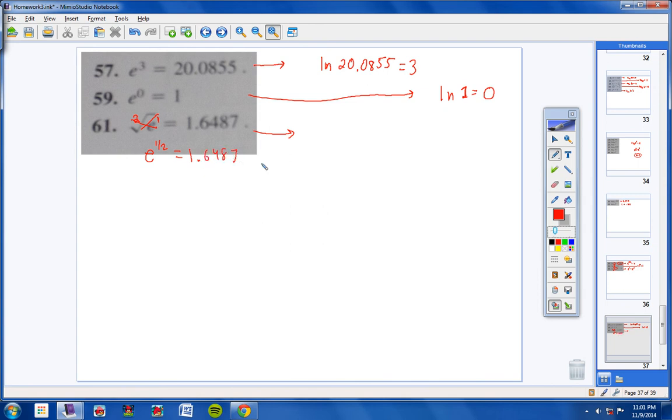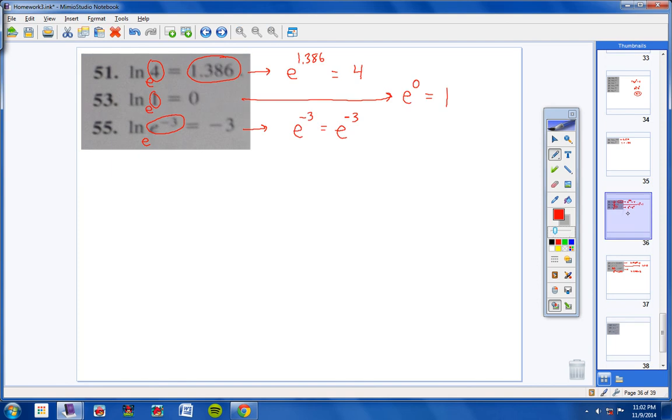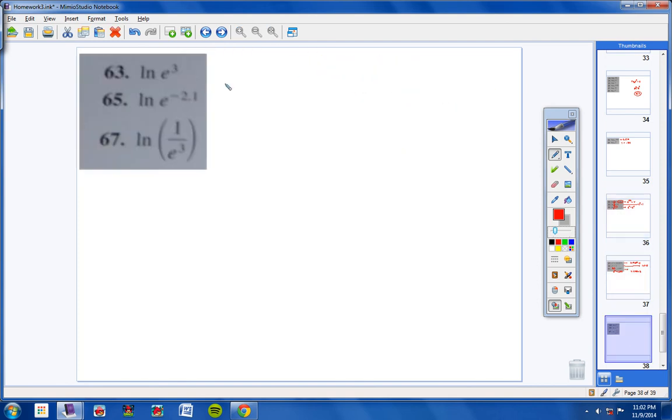Now let's write this logarithmically. So put log, e is my base. This number all by itself is your argument. And your power 1/2 goes over here. Remember, we never want to write log base e. Instead, we put natural log. And there we go. Now, let's write these exponentially, okay? So here we go. No, we did that, sorry. Let's solve these, okay? We're going to solve these. So here we go.